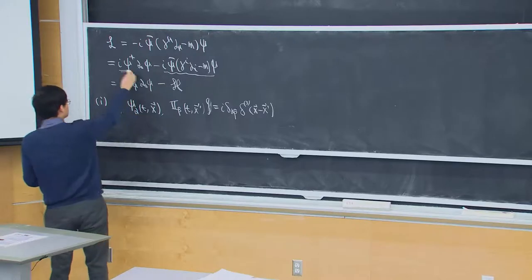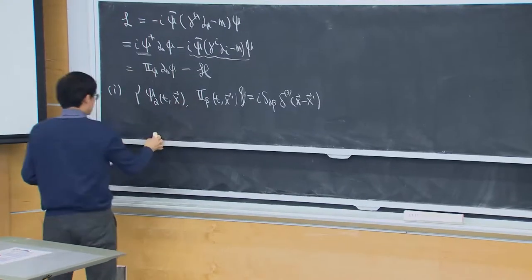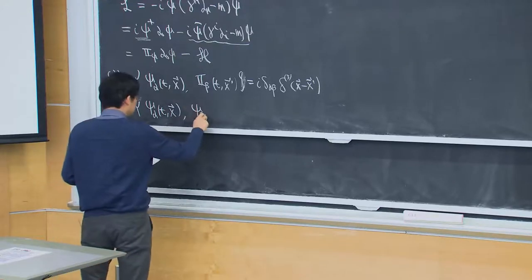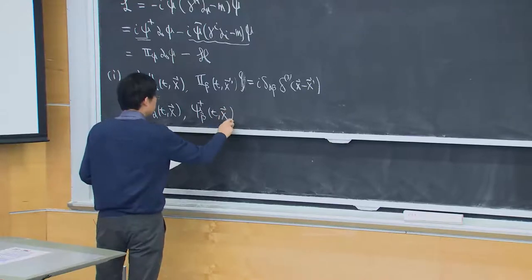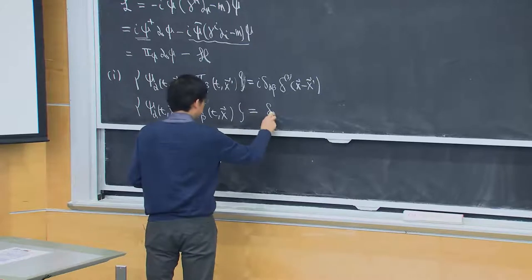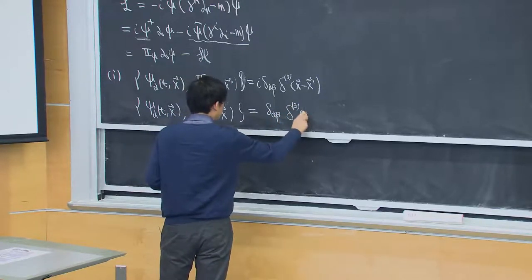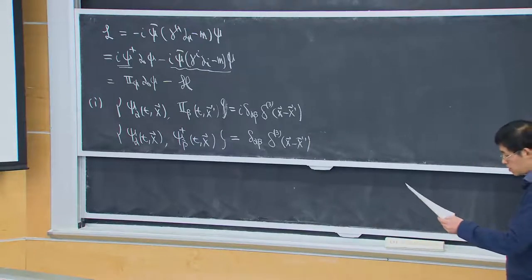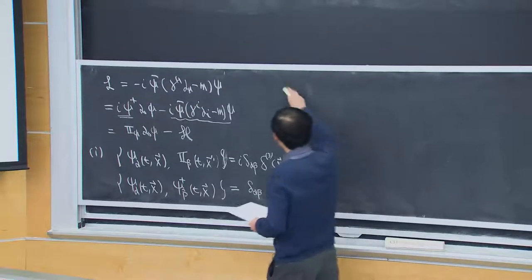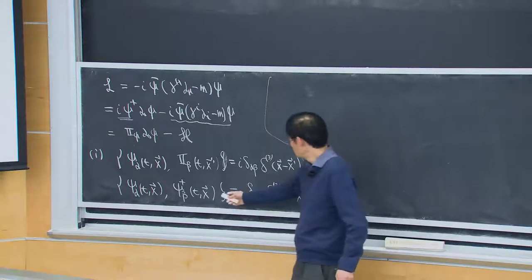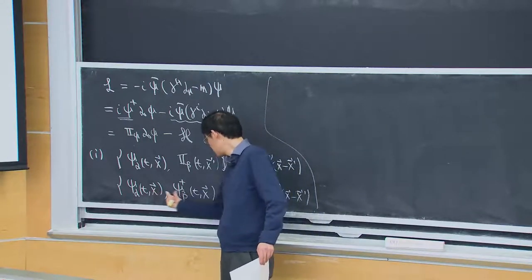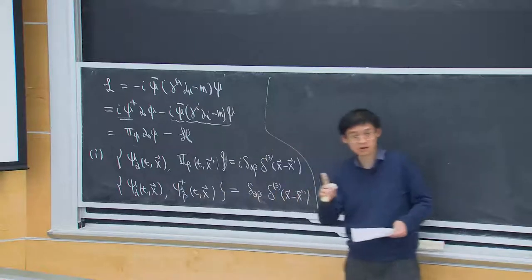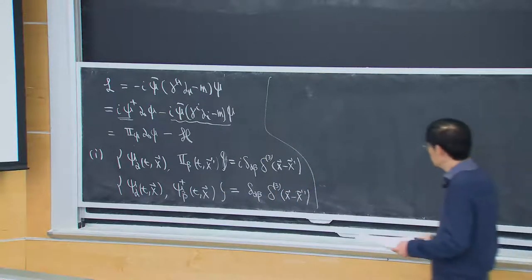This is the same if we plug in pi given by i psi dagger. Then that just gives you that the anti-commutator of psi alpha (t, x) and psi beta dagger (t, x prime) gives you delta alpha beta delta 3 (x minus x prime). Okay. So one thing to notice: the anti-commutator is symmetric between these two, because now it is a plus rather than a minus.